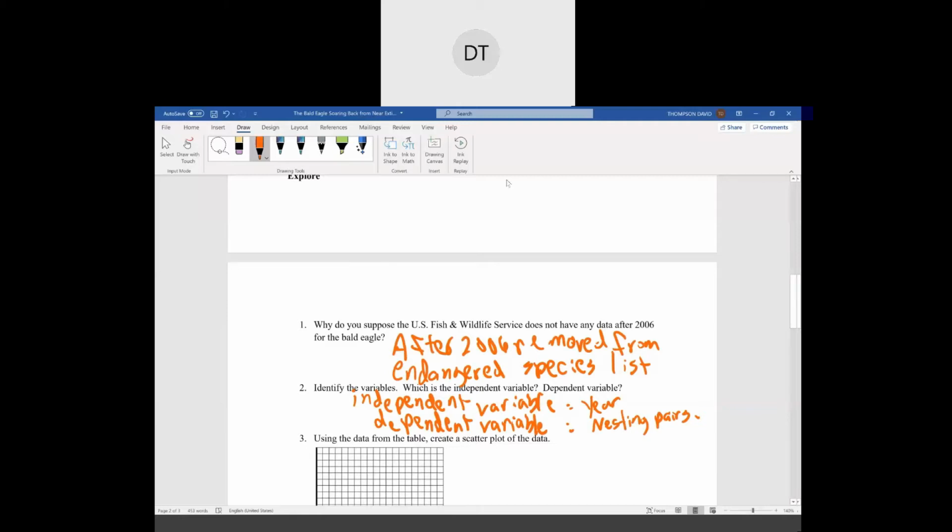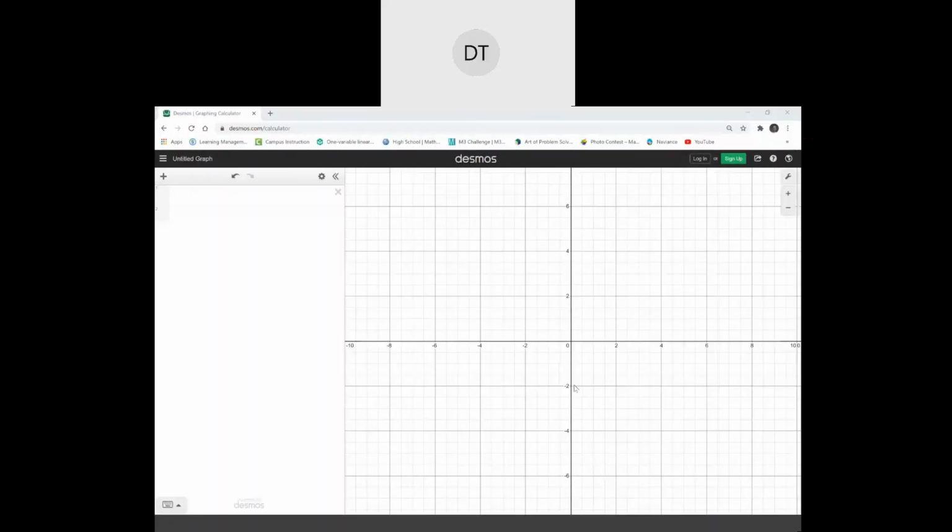Okay, we're going to pause for a second and try to create a scatter plot of this data using Desmos. From here, we're going to enter our data into a table on Desmos. To create this table, we hit the plus sign and then hit table. In x1, we're going to enter our year.